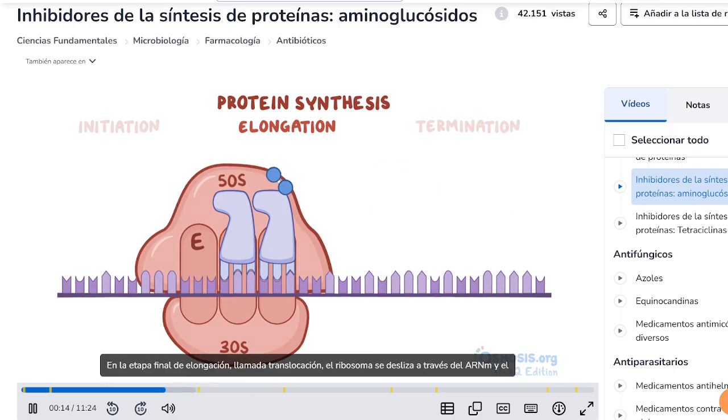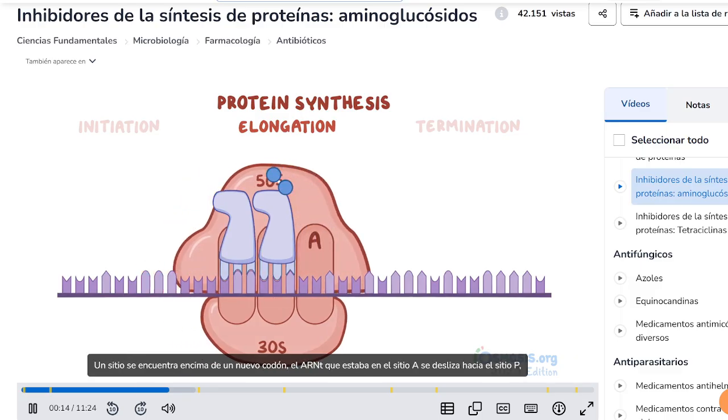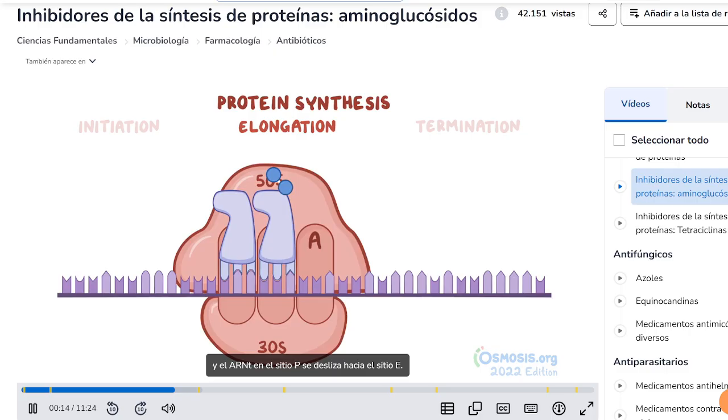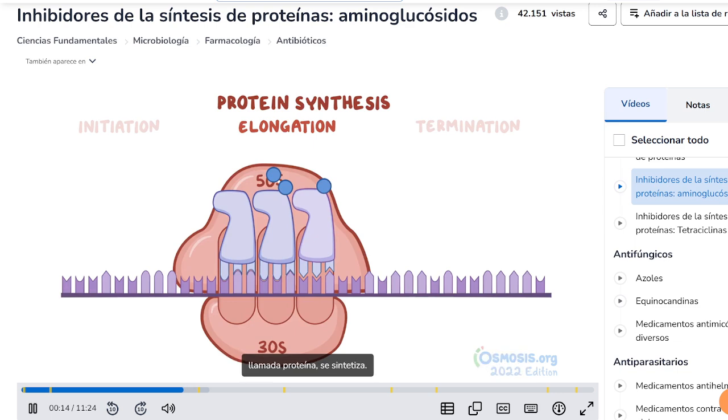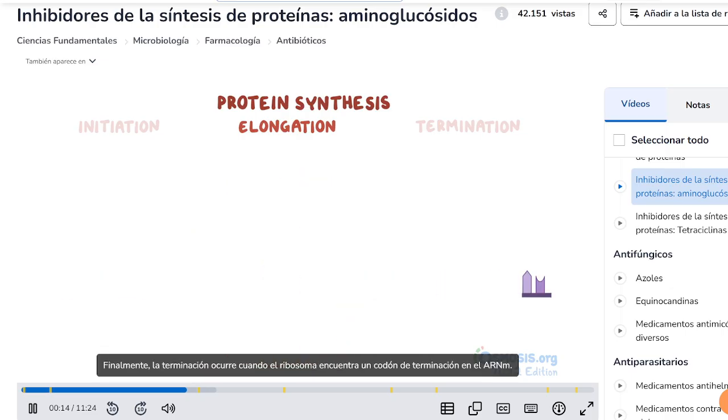In the final stage of elongation, the ribosomes slide across the mRNA, and the A site sits above a new codon. The tRNA that was in the A site slides over to the P site, and the tRNA in the P site slides over to the E site. Now a new tRNA with a matching anticodon binds, and the process repeats until a long peptide chain, called a protein, is synthesized.